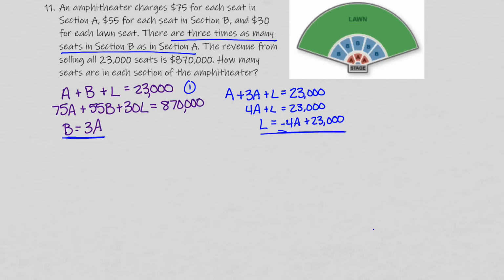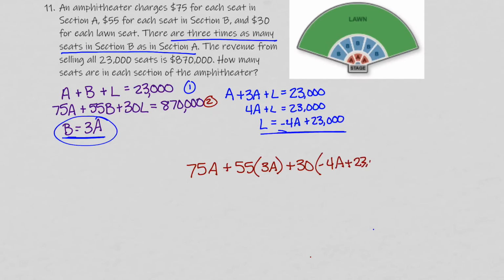So I'm going to take B equaling 3A, and I'm going to plug it in to the second equation now. So for equation 2, I get 75A plus 55B, which we said was 3A, plus 30L, which we said is negative 4A plus 23,000. And all of that should equal 870,000. Okay, so now I have an equation with all A's, so I can solve for A.